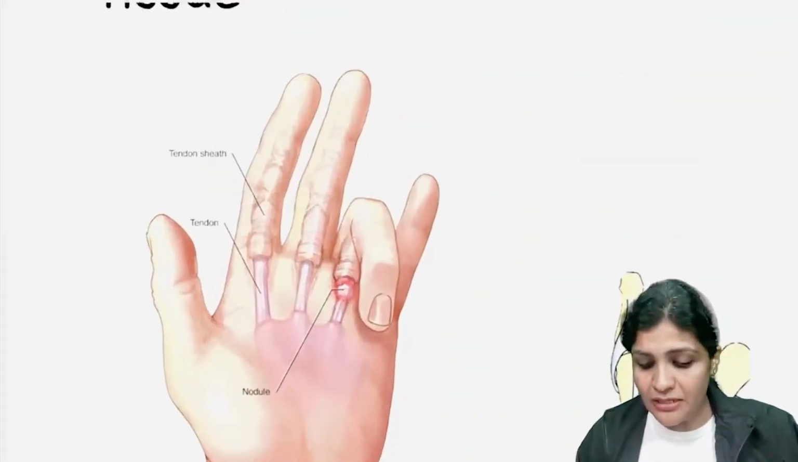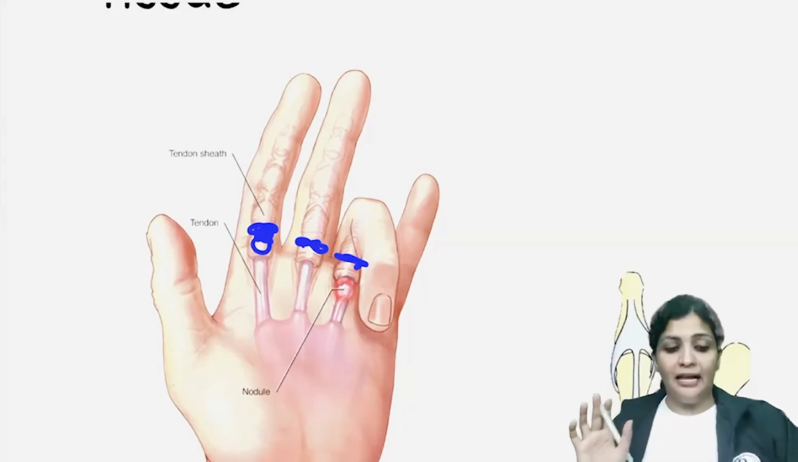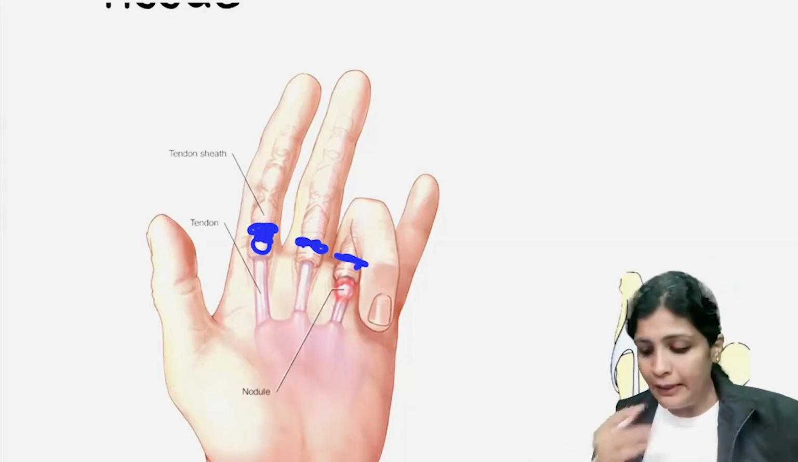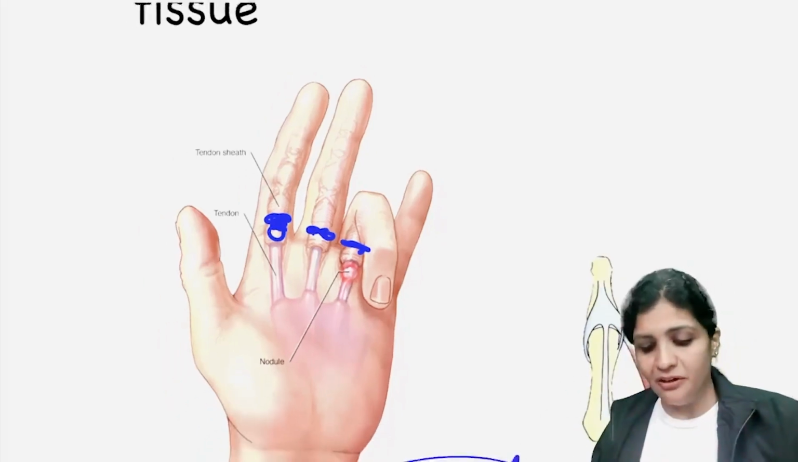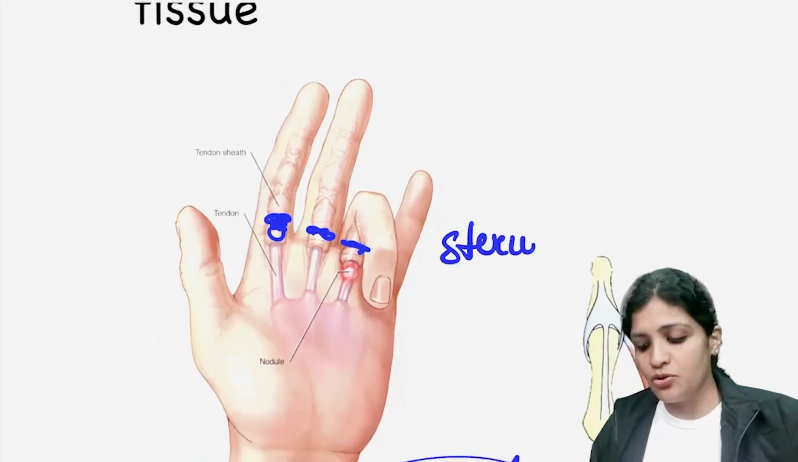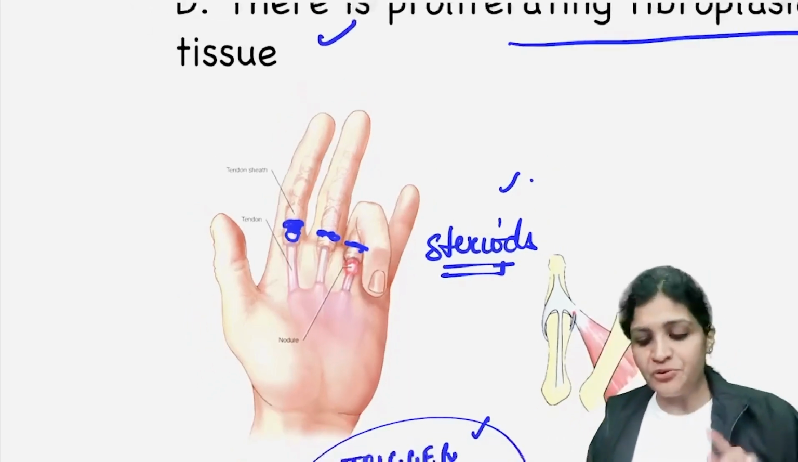So if you see, this is the A1 pulley here. Near the MCP joint is the A1 pulley. You should not damage that A1 pulley, otherwise it will be very difficult to repair it, and without damaging that you will remove the nodule. So this is the trigger finger. Again, you can use a dose of steroid injection also for treating it. So this is the trigger finger.